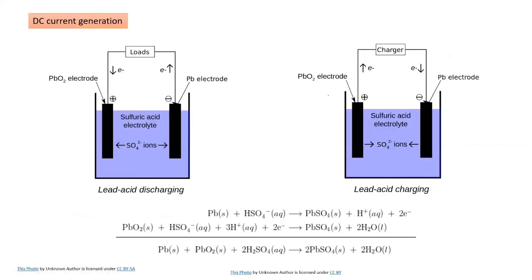We have already discussed how current generation is done in batteries. Here we have a lead acid battery. You can see there are two metal plates, one of lead oxide and another of lead, and we have H2SO4 solution.